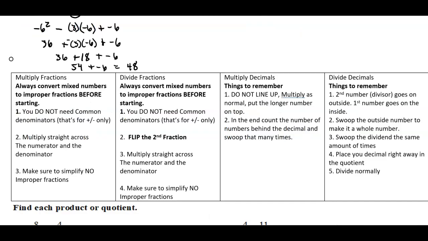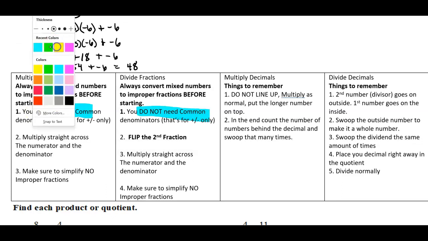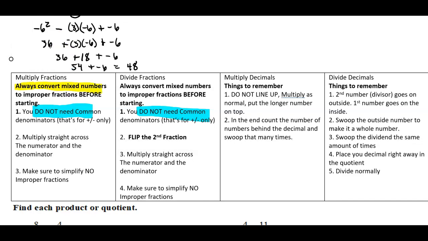So a couple things to remember for multiplying and dividing fractions. Number 1, you don't need common denominators. So that should be a relief. But you also want to always convert mixed numbers to improper fractions before going to work. Multiply straight across the numerator and denominator. Make sure your answer doesn't have any improper fractions. And then for division, flip the second fraction, then multiply straight across on top and bottom. Make sure no improper fractions as an answer.